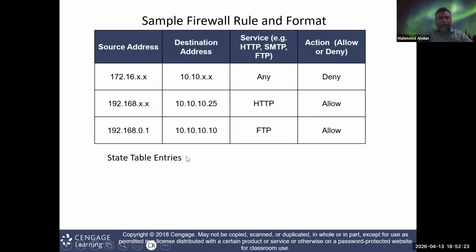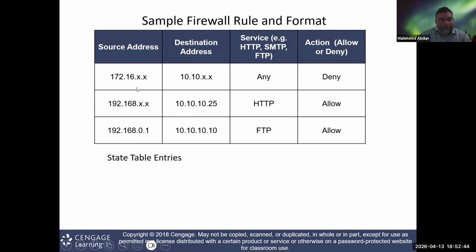And here is an example of the most simple firewall rules. Very, very simple. So you see one column is source IP address. Source means who is sending the packet. Destination means where it is going to. And you can see there is some XX.